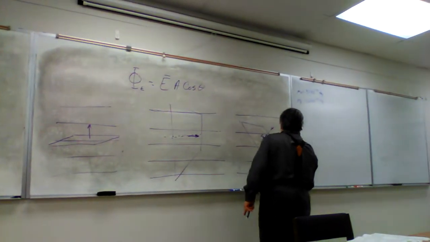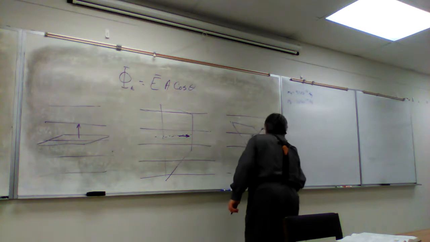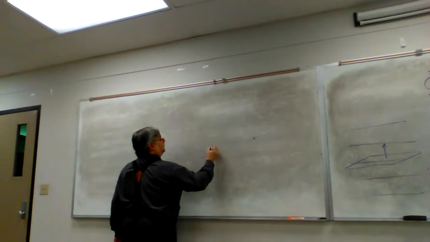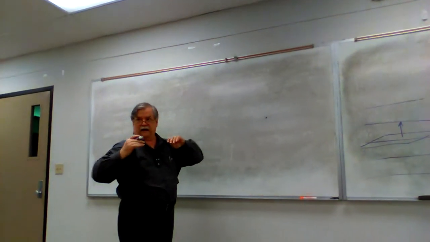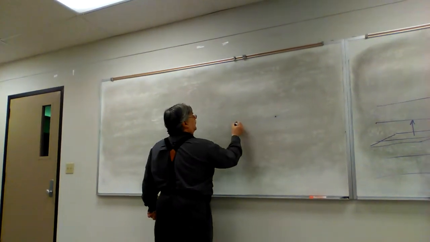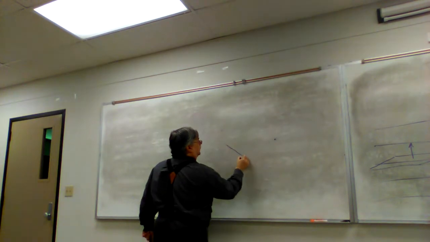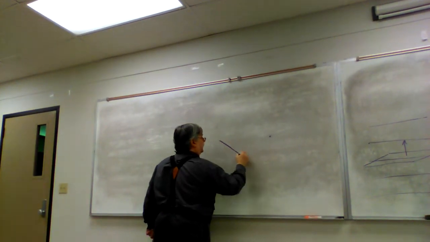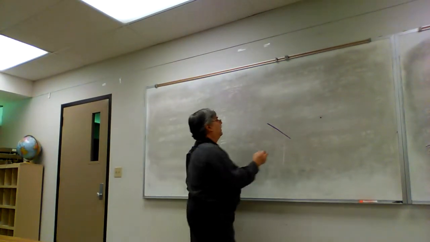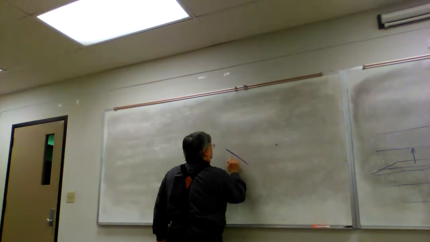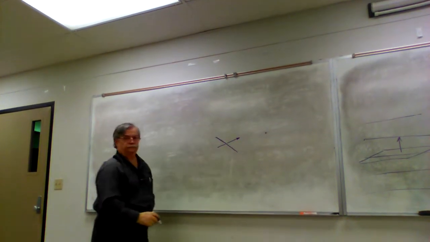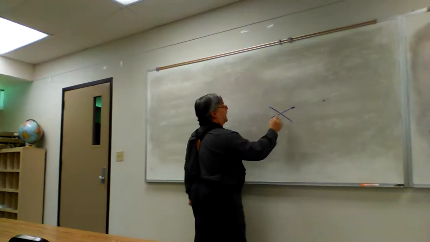So let me see if I can draw this. No, I'm not going to erase that. I'll just do it over here. Let's see if I can draw this in a simplified version. We're going to look at it from the edge. I'm not going to try and draw a two-dimensional plane and rotate it and all that. Let's say this is our plane of unit area looked at from the edge. This is our E field passing through it.